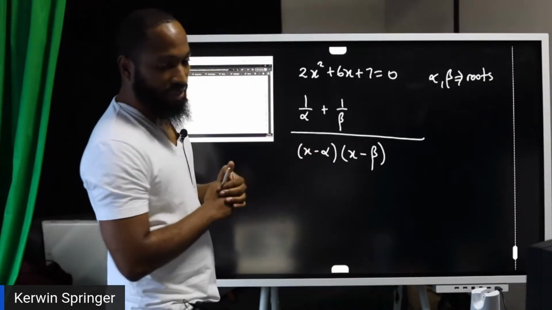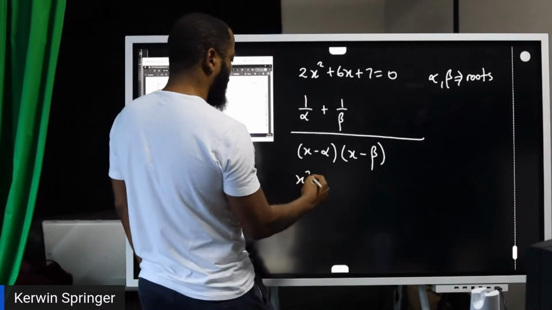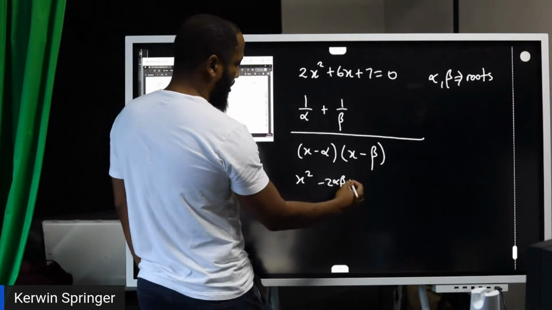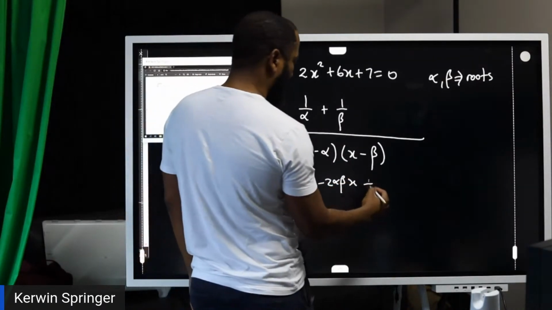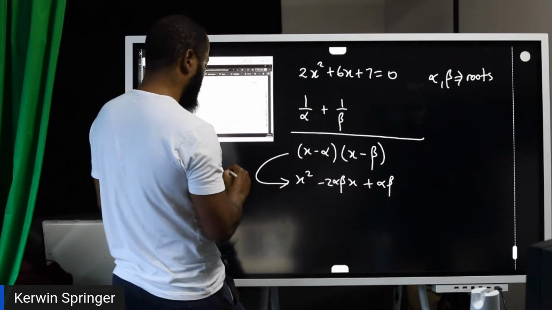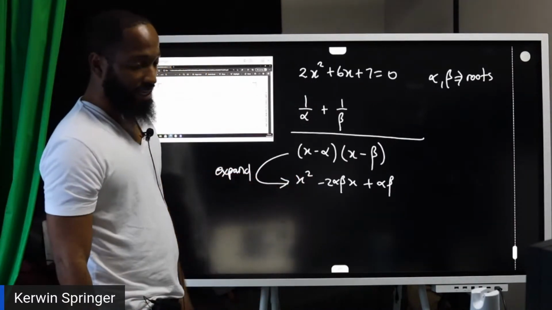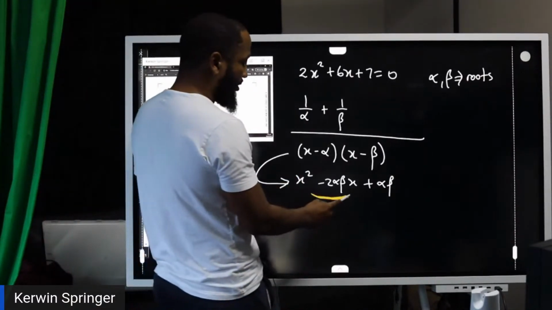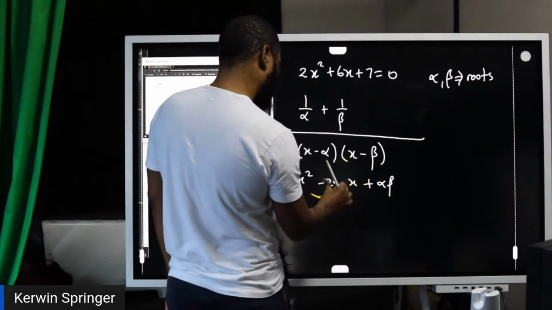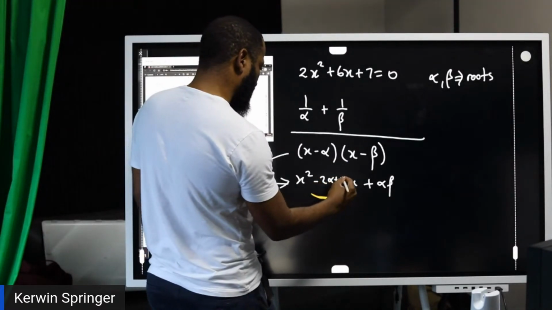This is provided that A was a constant. I'm just giving you a little backdrop into this. So you'll get x squared, you'll get minus 2 alpha beta x, and you'll get plus alpha beta when you expand this. This is provided that A is 1. When you expand this, you get this. That's where we get minus, this should be plus, minus 2 alpha plus beta.